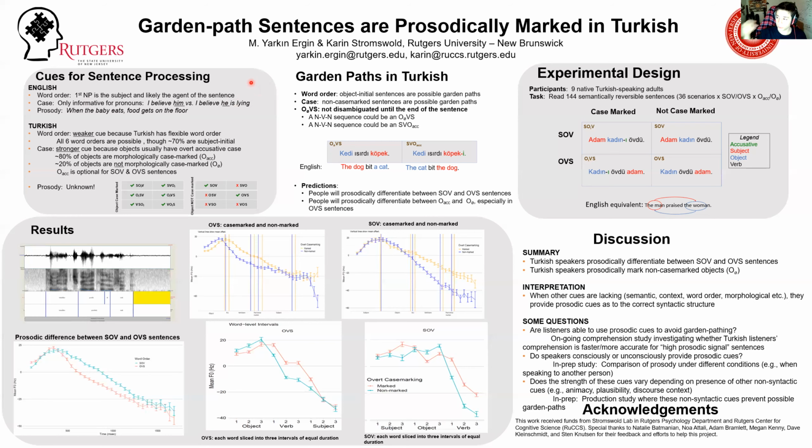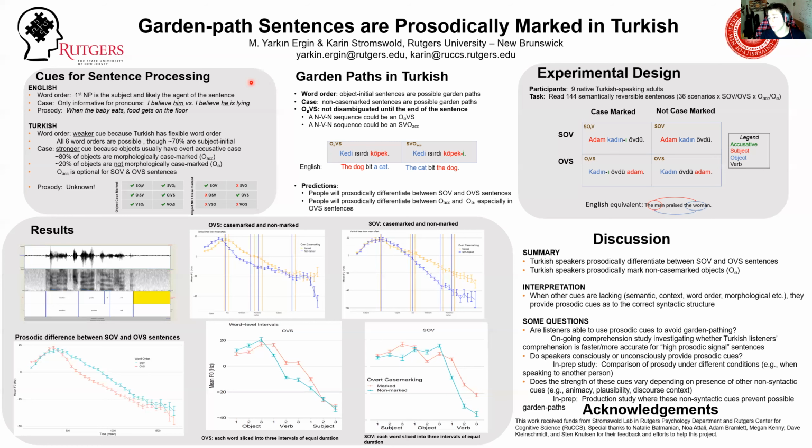In Turkish, compared to English, the word order is a much weaker cue because Turkish has flexible word order. All 6 word orders are possible when the objects are accusatively case marked, though 70% of Turkish sentences are subject initial. And case marking is a much stronger cue in comparison to English because objects usually have an overt accusative case marker in the form of a vowel, and 80% of objects do have this vowel and 20% of objects do not have this vowel.